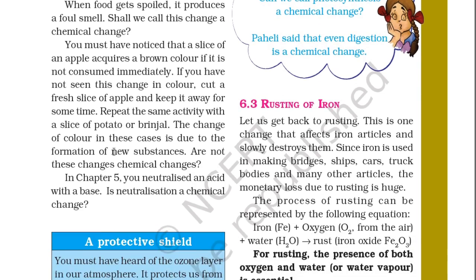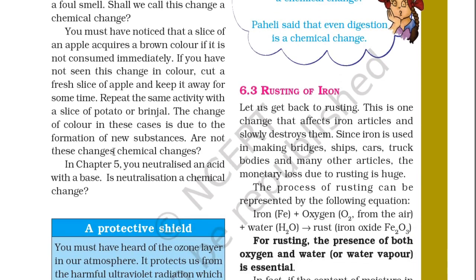In chapter 5, you neutralized an acid with a base. Is neutralization a chemical change?